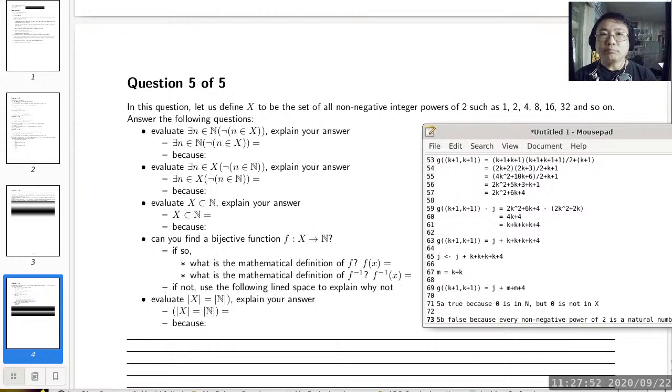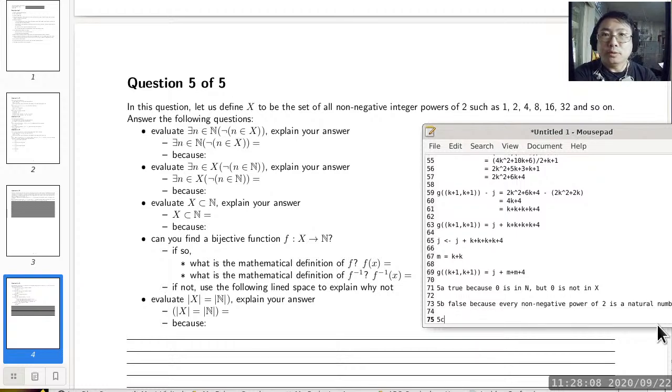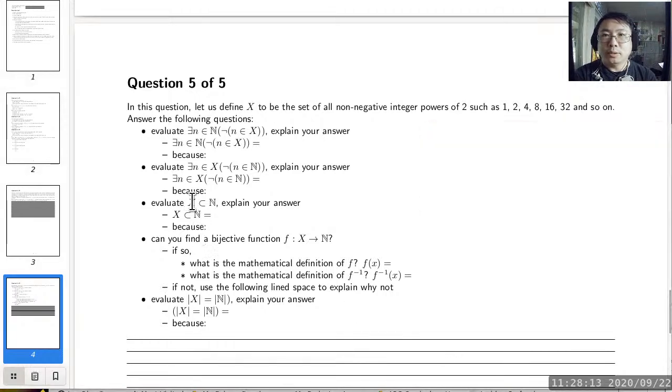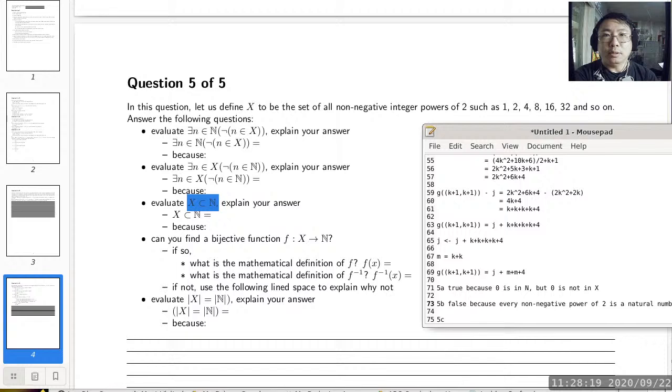Okay, it is okay. You can also use proof by contradiction in this case, but I haven't talked about proof by contradiction also, so there's no need to provide any further proof compared to what I have typed here. All right, so let's move on to 5c. 5c says, evaluate x is a proper subset of n and explain your answer. Okay, so same thing, tell me what the answer is first and then explain it.